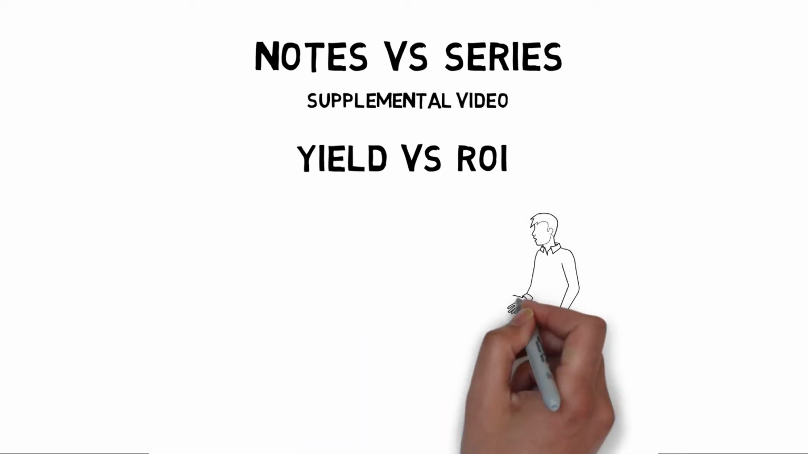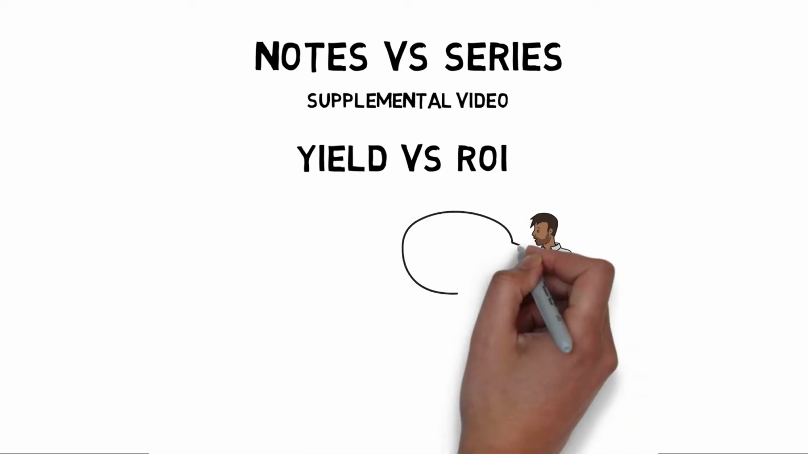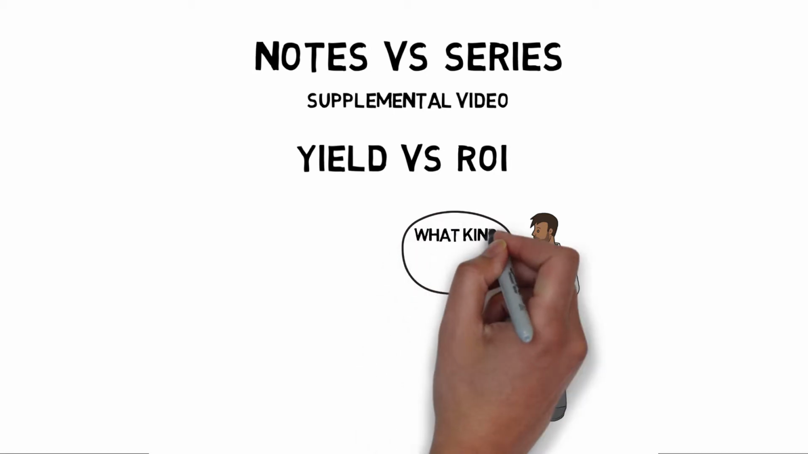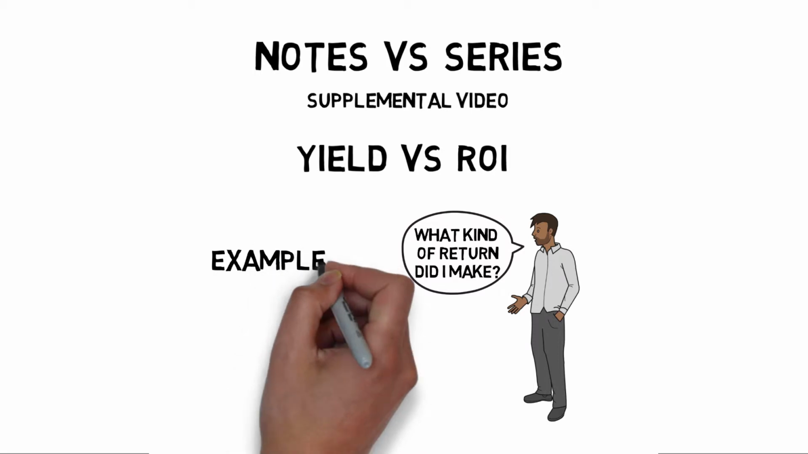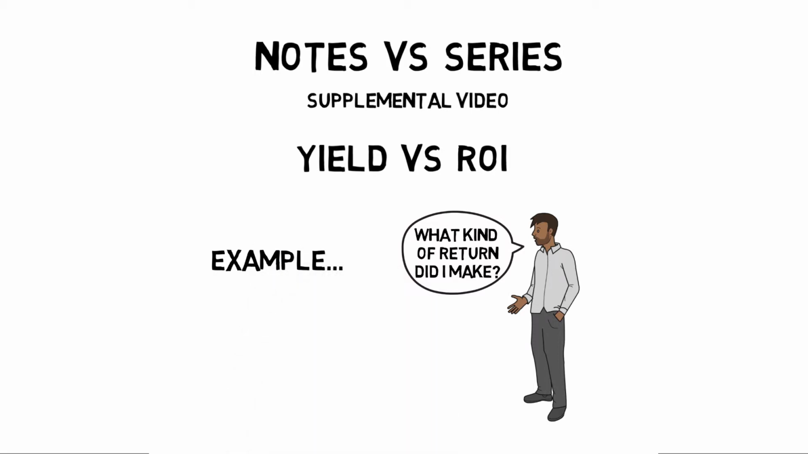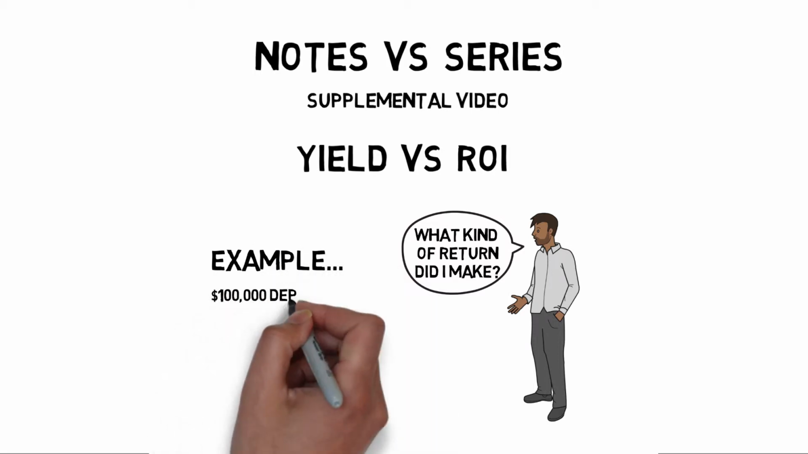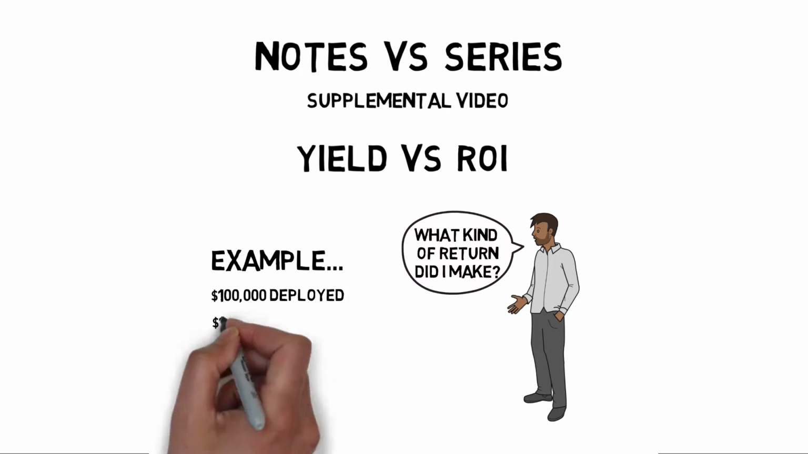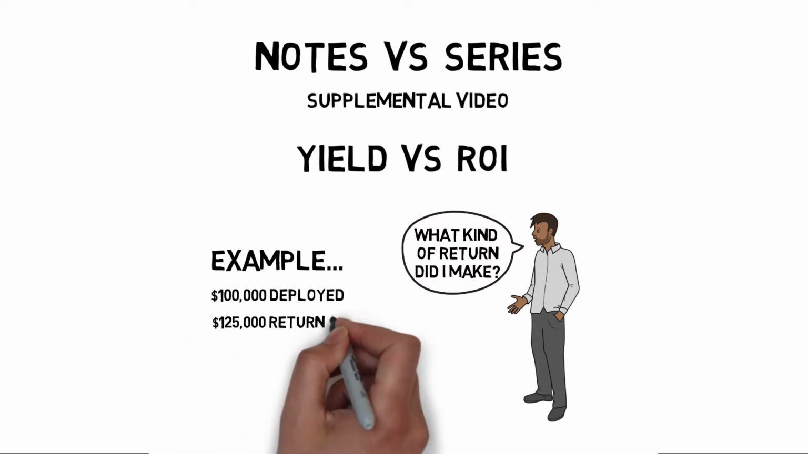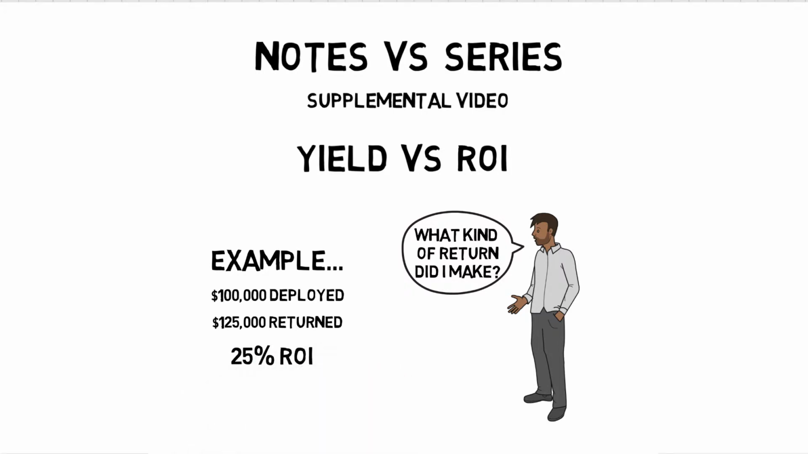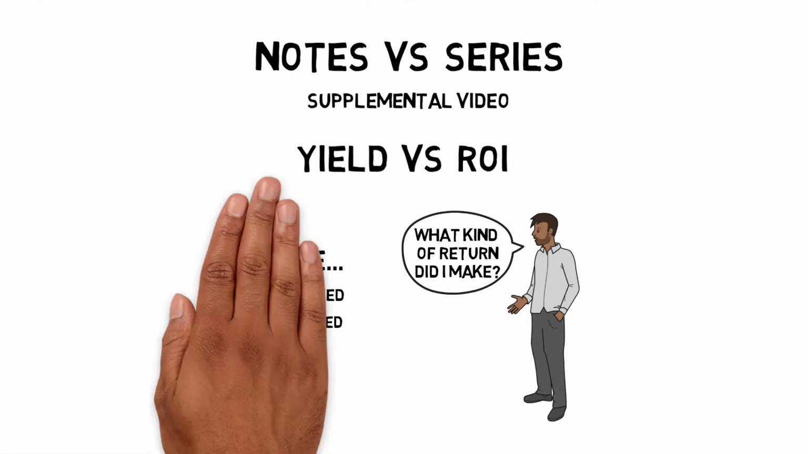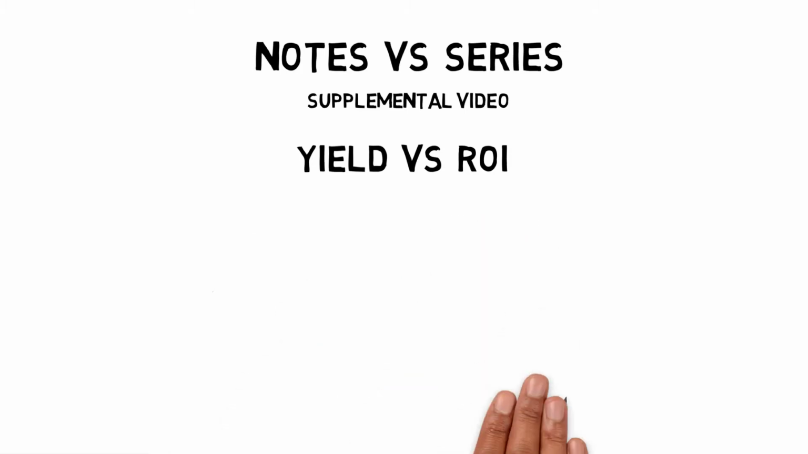In other words, ROI tells the investor what return they'll receive at the end of a certain time span, typically over one calendar year. For example, if an investor deploys $100,000 and at the end of one calendar year now has $125,000 as a result of that investment, then that investor has made a 25% return on their money as a standalone investment at the end of that particular investment.